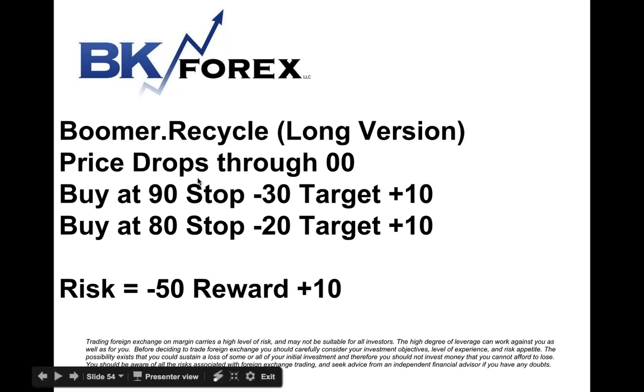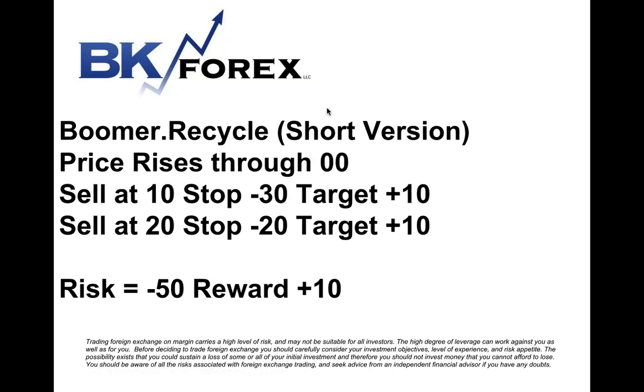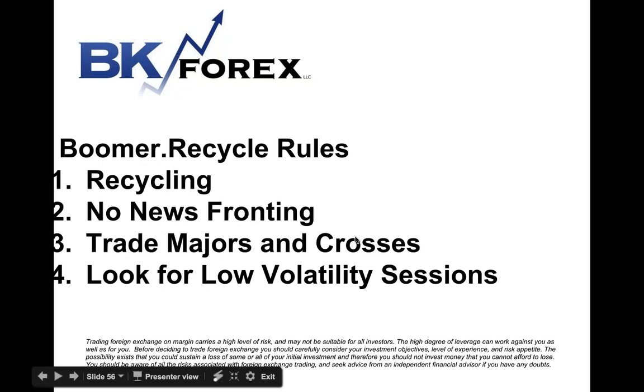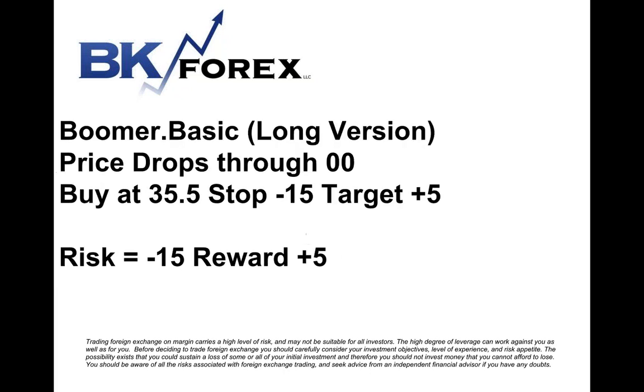This works very, very well in Asia. A lot of people love to trade this in Asia because in Asia, you'll get these big runs up and down across the OO level all the time. And you can sometimes make 10, 20, 30, 40 points against the same currency pair in just the Asia session alone. The short version is just simply the reverse, right? You can also trade this with crosses, because remember, the risk here is much smaller, so you can afford to have a less accurate structure, right? And you can look for low volatility sessions.